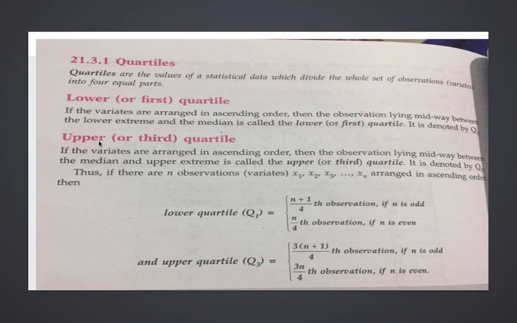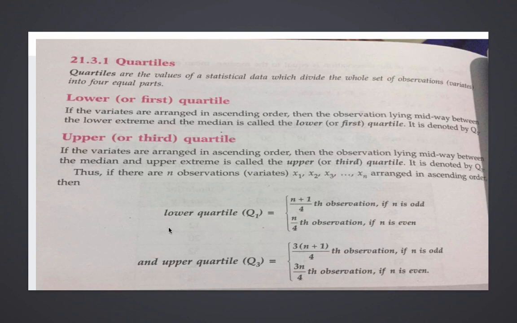Okay, next comes the upper quartile. If the variates are arranged in ascending order, in increasing order, again that is important as I said, then the observation lying midway between the median and the upper extreme is called the upper or the third quartile. It is denoted by Q3. Now, what's the symbol for it? Q3. For upper quartile, what is the symbol?